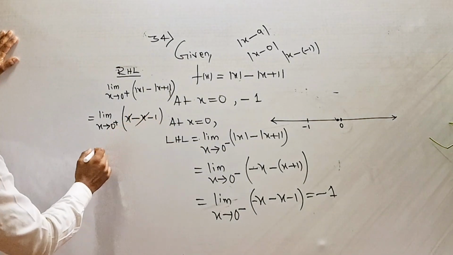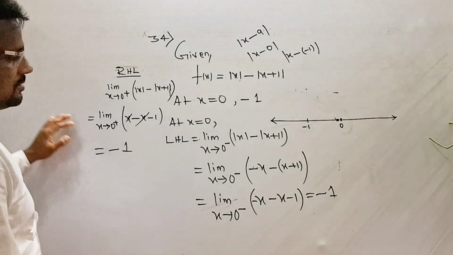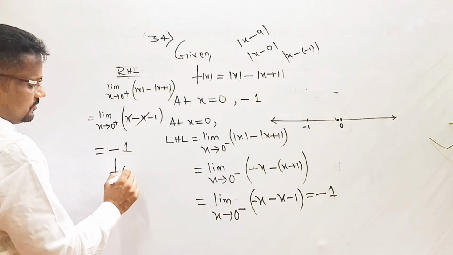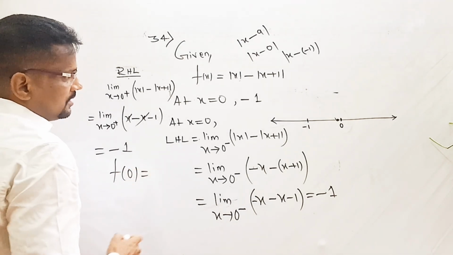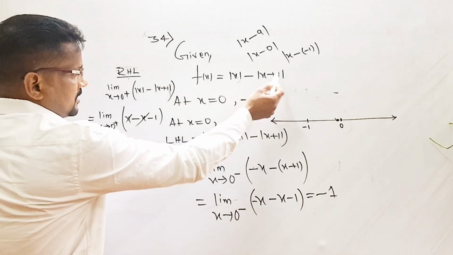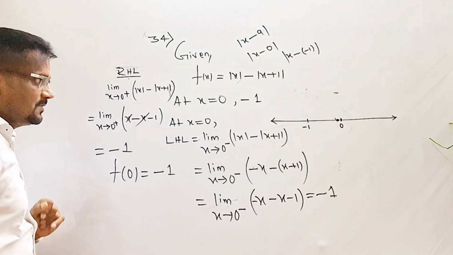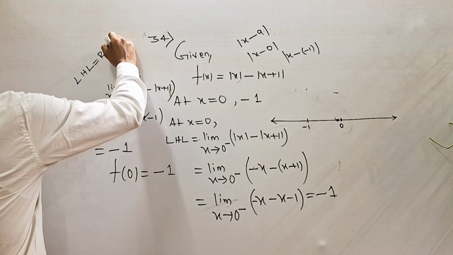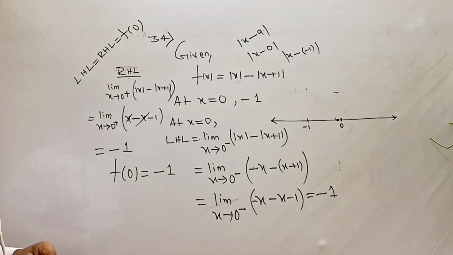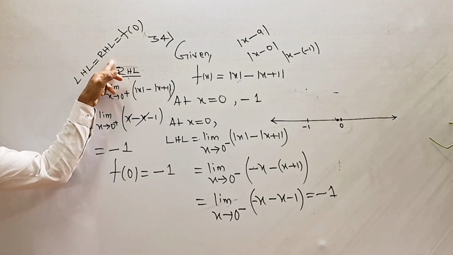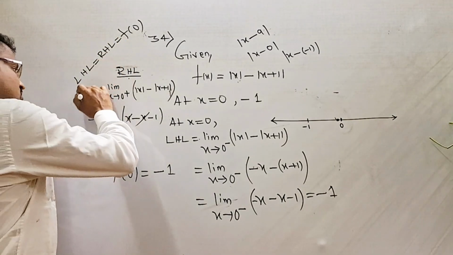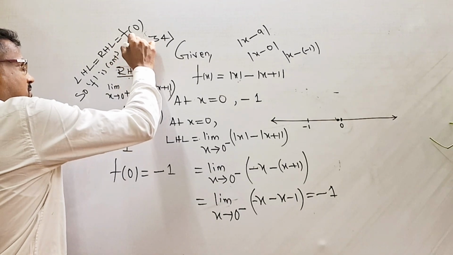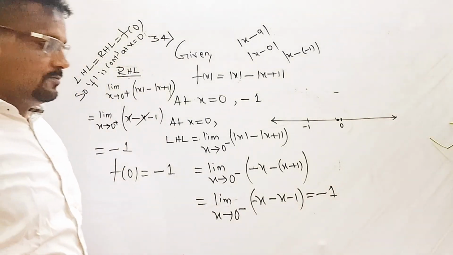It cancels out to negative 1, so the limit is negative 1. So one thing is your LHL, left-hand limit, is equal to RHL. Now what is f of 0? The functional value also you have to find out. f of 0 directly is 0 minus 0 plus 1, which is also negative 1. It means LHL equals RHL equals f of 0. So f is continuous at x equals 0.